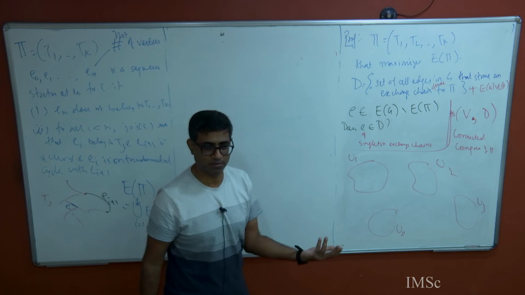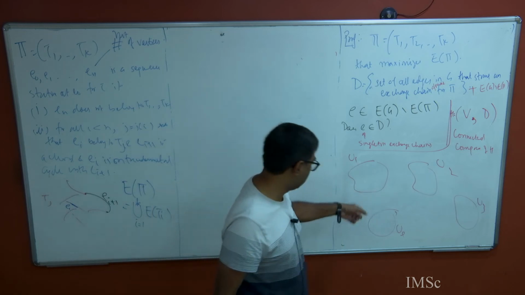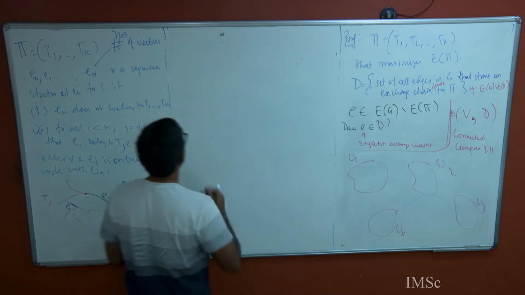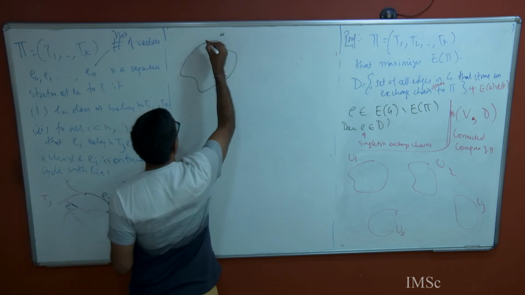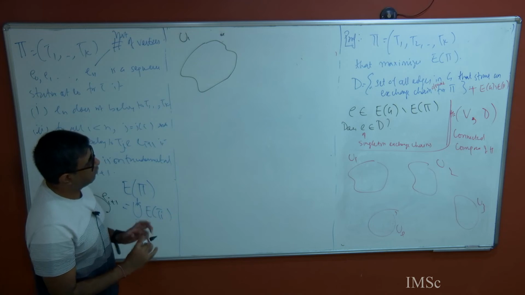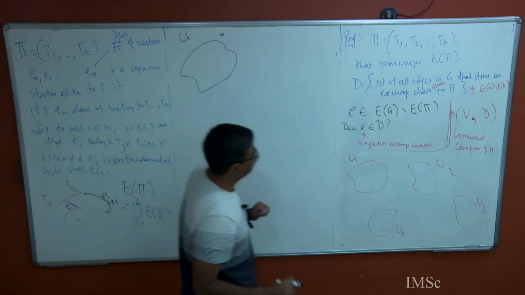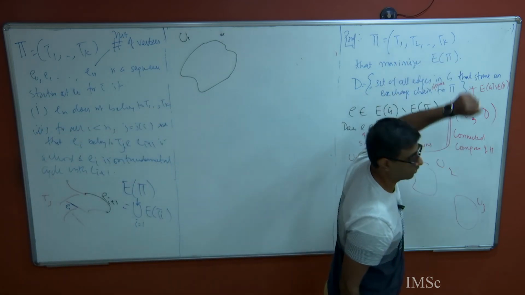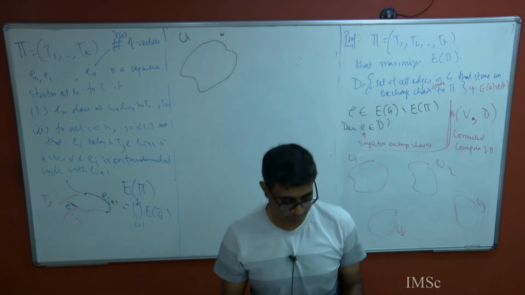So now let's focus on each Ui, and let's see why they support k edge disjoint spanning trees. Without loss of generality, let's assume that we are going to focus on U1. Now I'm going to focus on U1, and I'm only going to focus on the edges from D here.